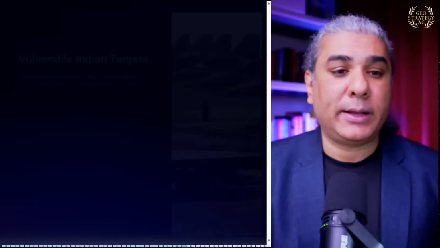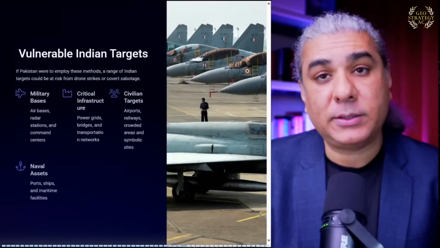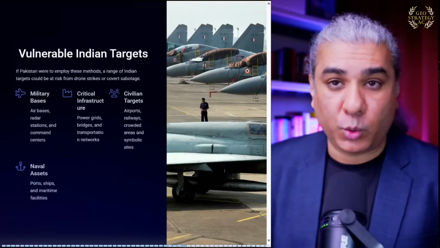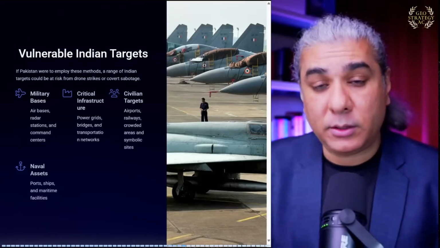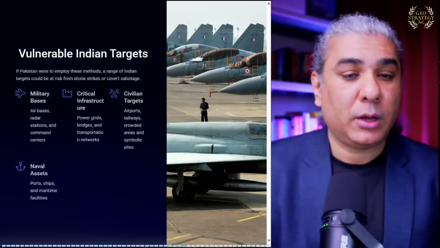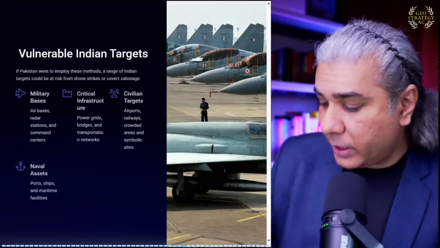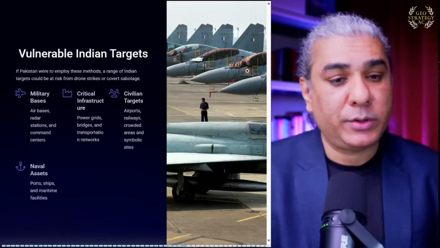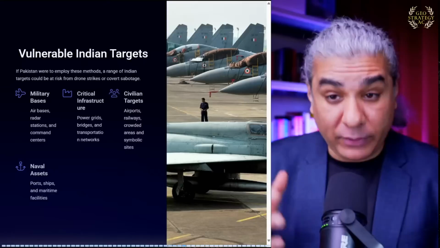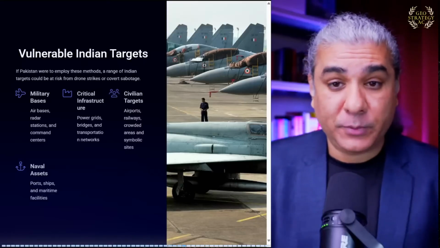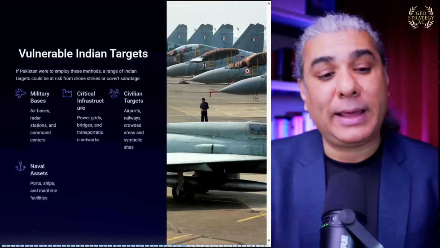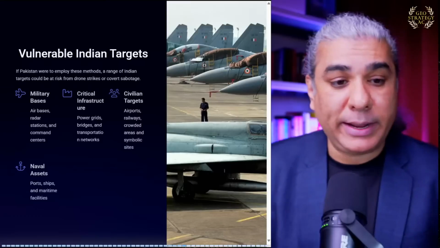So, what are the kind of Indian targets that are vulnerable to all these things? If Pakistan were to employ these methods, a range of Indian targets could be at risk, from drone strikes or covert sabotage, like the Kerch Bridge operation: military bases, obviously, air bases, radar stations, command centers, etc., critical infrastructure like power grids, like bridges, transportation networks, civilian targets like airports. Imagine that Imphal airport came under threat. So airports, railways, crowded areas, symbolic sites, naval assets, ports, ships, submarines, maritime facilities.